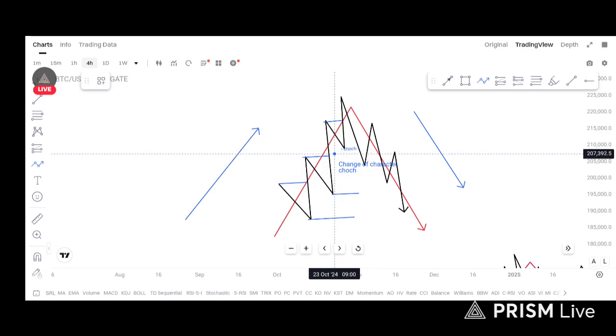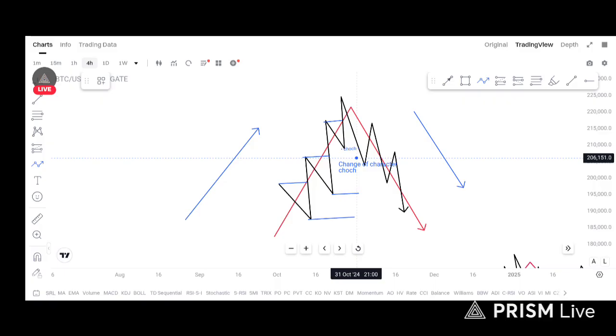So when you get your change of character, that's your first sign that market is about to start going to the downside. That means the market is about to start pulling back. Okay, now you don't just get this CHoCH. Just internalize this one. It's not the only thing you need to see to consider that the market has started pulling back.